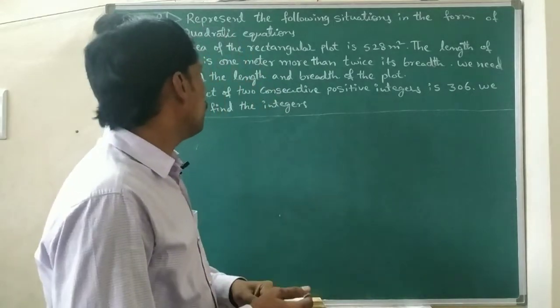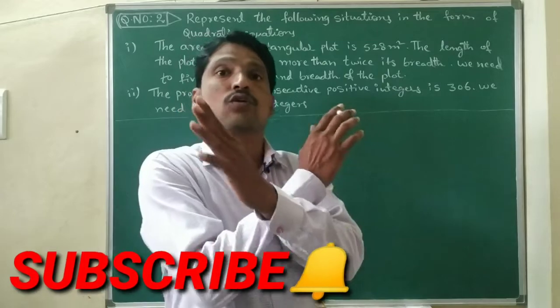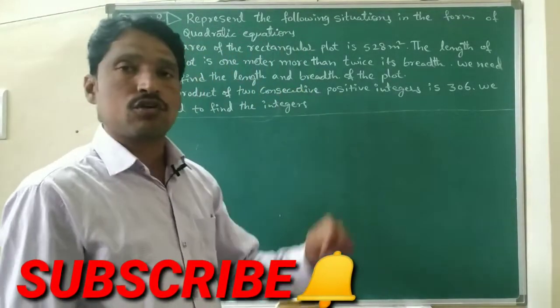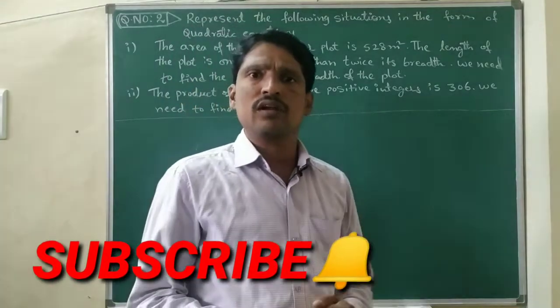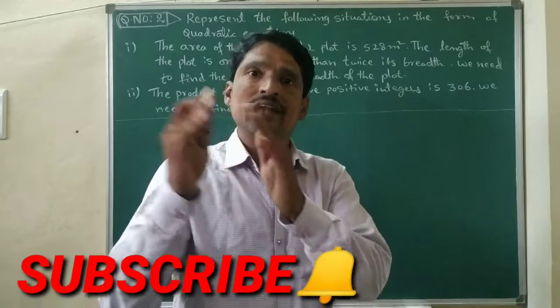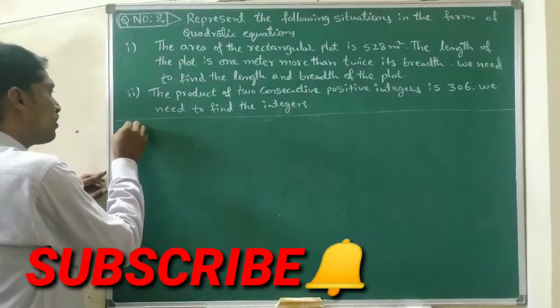So what is the clue here, what is given? Product. Product means we need to multiply the two consecutive integers. We don't know the consecutive positive integers. Consecutive means serial numbers, like 1, 2, or 10, 11. Consecutive means serial numbers. So see the solution. Second solution.